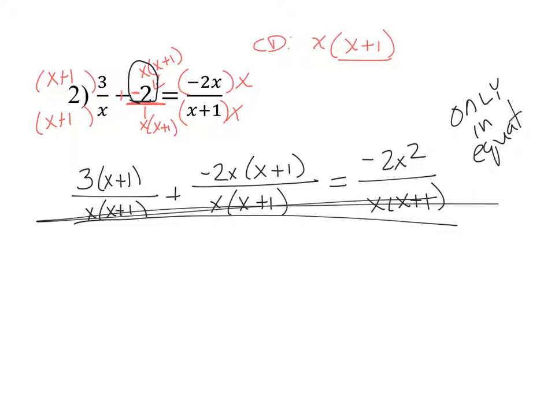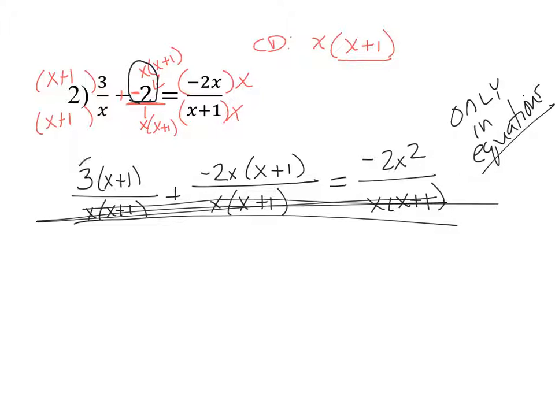Okay, if we're simply adding or subtracting, we have to leave our denominators. We can't change a 2 over 5 to just 2. That just doesn't make sense. Okay, but since this is an equation, that's why this works.